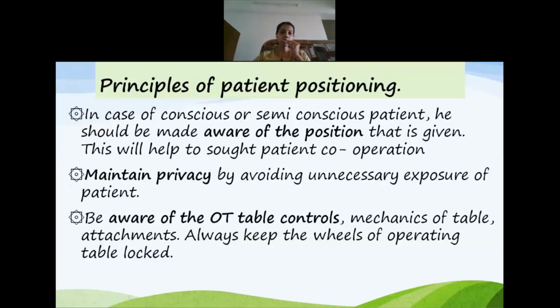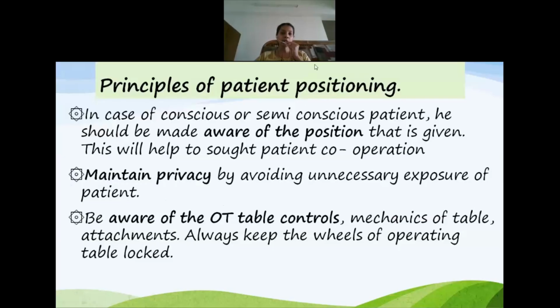In case of a semi-conscious patient or a conscious patient, you should make the patient aware about the particular position. Suppose when you are explaining the procedure, tell the patient that now you are kept in this lateral position. It will help in removing the secretions or whatever it is. You have to explain to the patient. Only when you explain to the patient will it help to gain the cooperation of the patient.